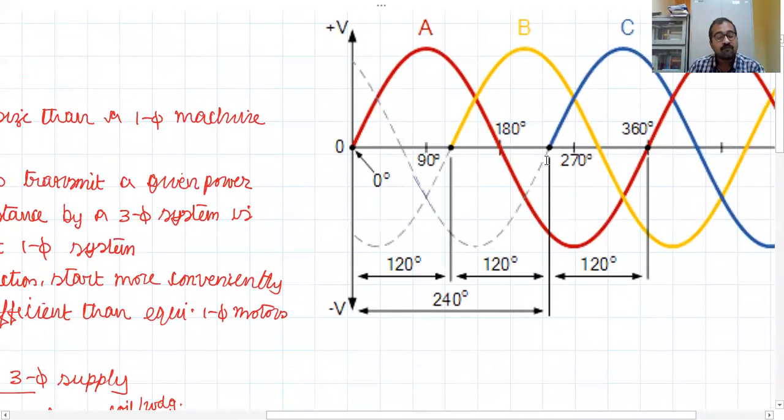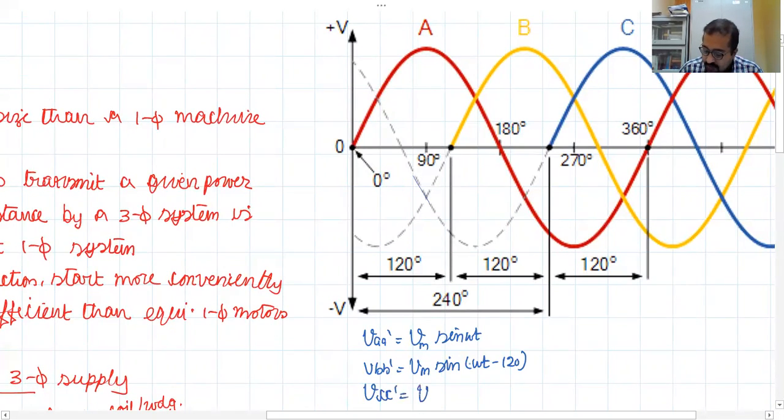So what will be the voltage waveforms? I can write VA dash. Suppose VM is the peak value. What will be the instantaneous value of VA dash? VM sine omega t. What will be VB dash? VM sine omega t minus 120. And what will be VCC dash? It will be VM sine omega t minus 240. So these will be the instantaneous values of the voltage generated in the coils.